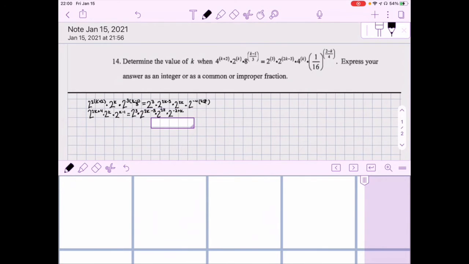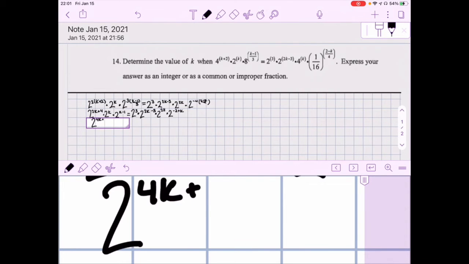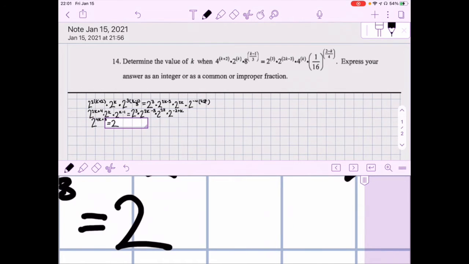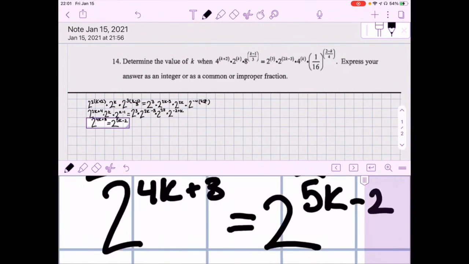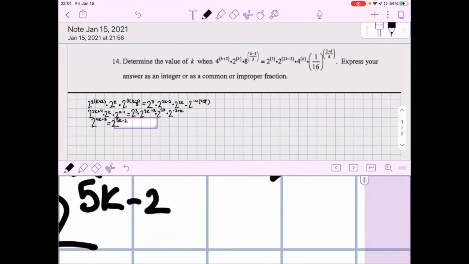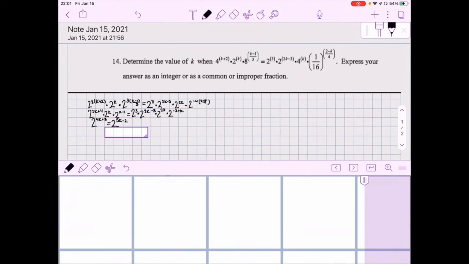And then because we are multiplying the base numbers together, you can just go ahead and add all the exponents. So on one side, it would turn out being 2 to the 4k plus 3 equals 2 to the 5k minus 2. And so we know that 2 to the power of 4k plus 3 and 2 to the power of 5k minus 2 are equal.